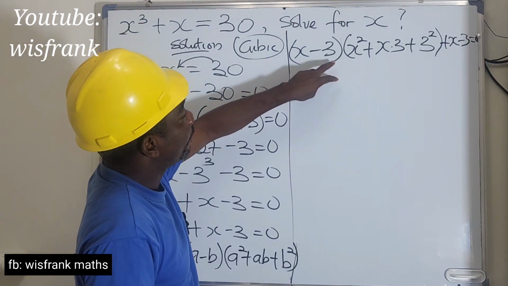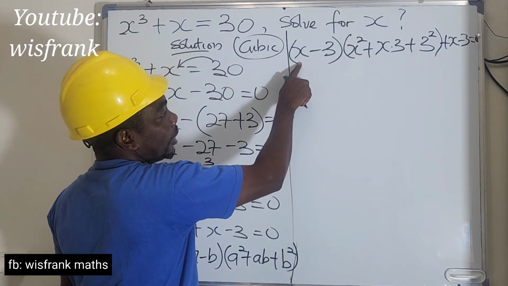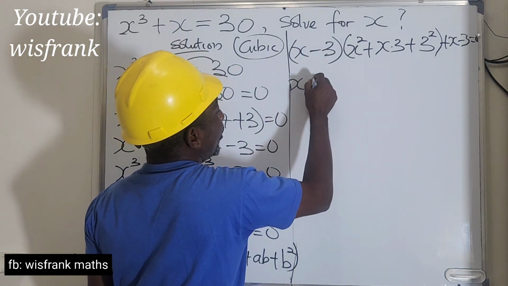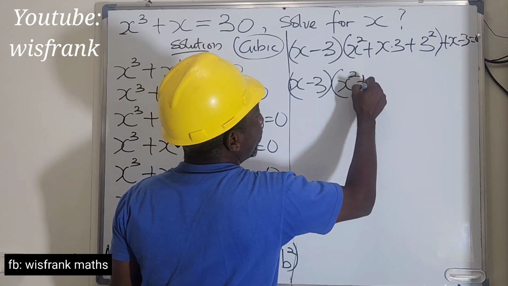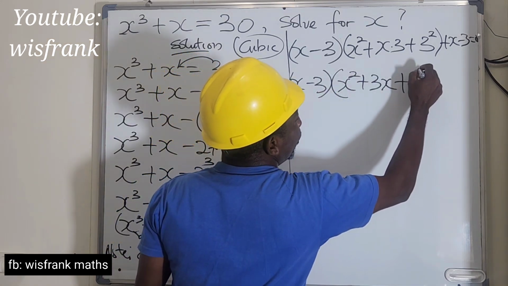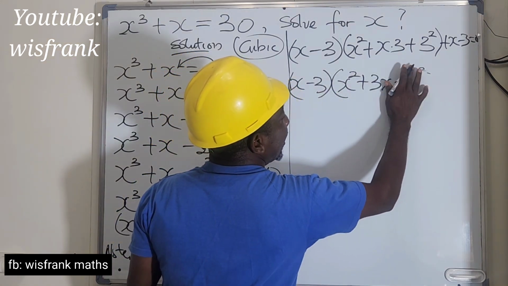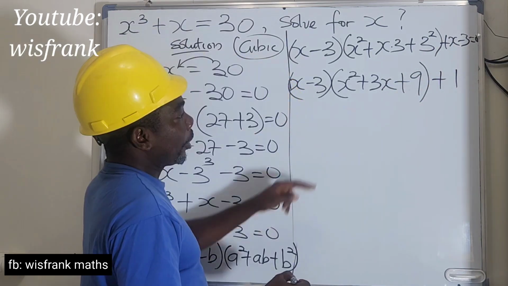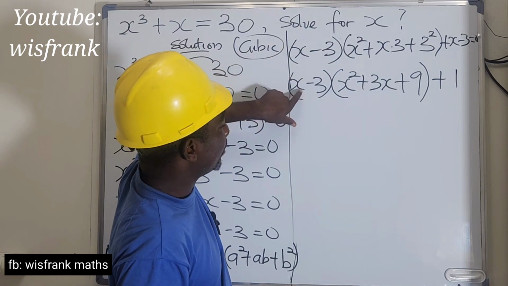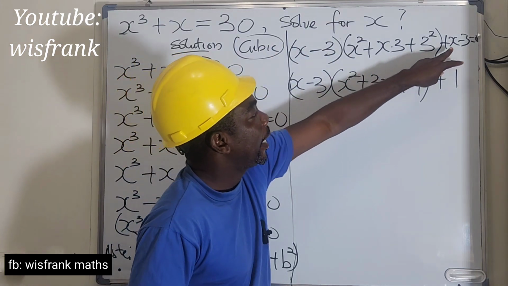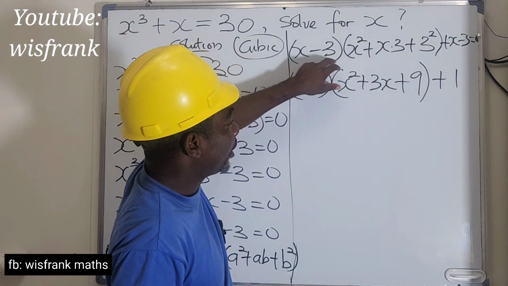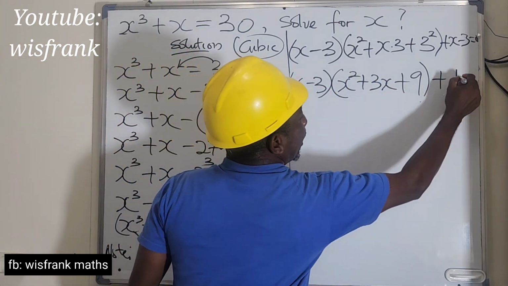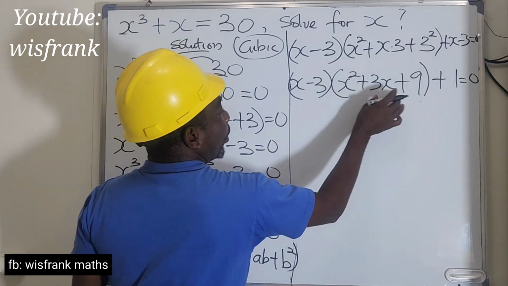So here, we can factor this out. We have x minus 3 here, and we have x minus 3 here. So when we factor this out, we have x minus 3 into x squared plus 3x plus 3 raised to the power of 2, which is 9. 3 raised to the power of 2 is 9. Then we have here plus 1, because the whole of this divided by x minus 3 gives us this, then x minus 3 divided by x minus 3 gives us 1. So that is why we have plus 1. So here equals 0. In this case, we can open the parentheses.